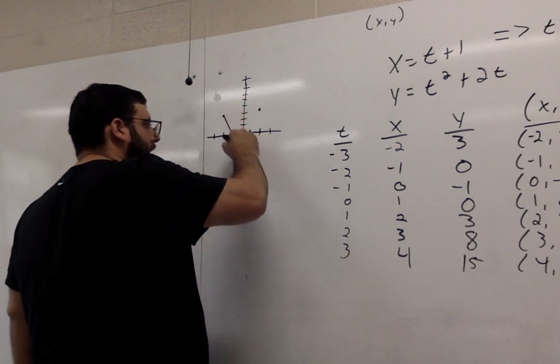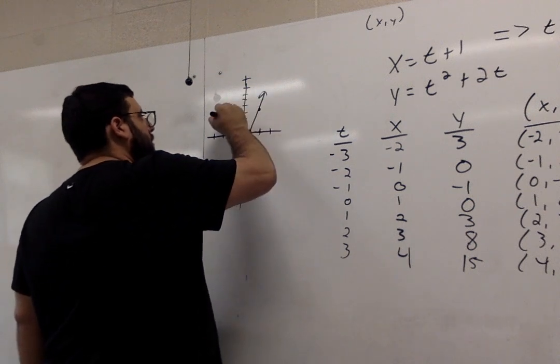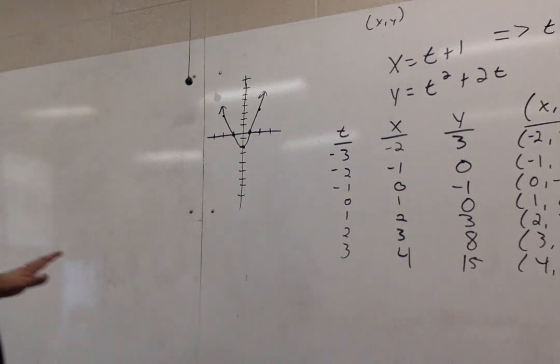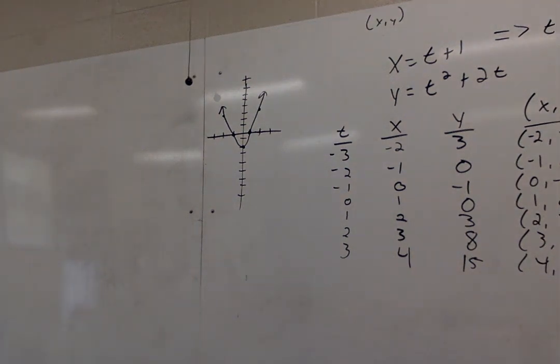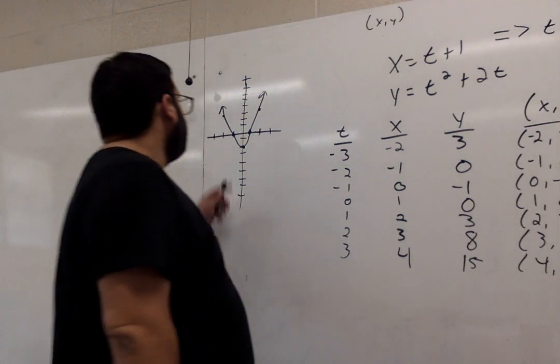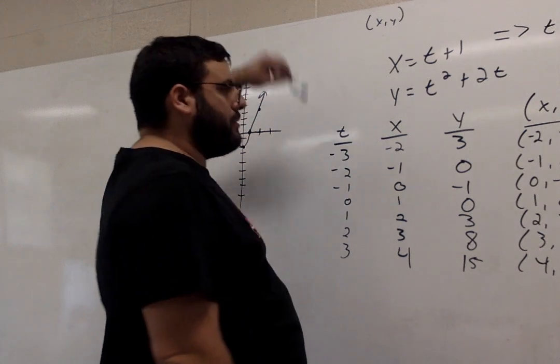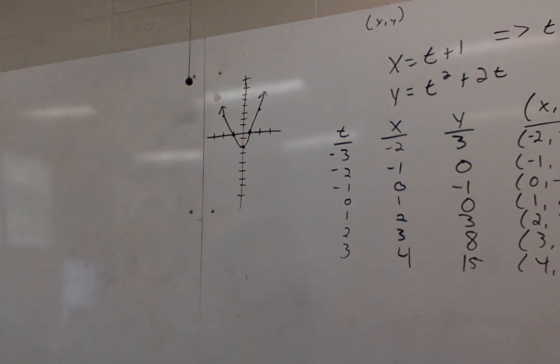So what's going to happen here, I have this neat-looking parabola right here. And looking at this parabola, it passes the vertical line test. So that tells me that this is a function. These values are going to keep going out this way, and these values are going to keep going out that way. That relation represents a function.